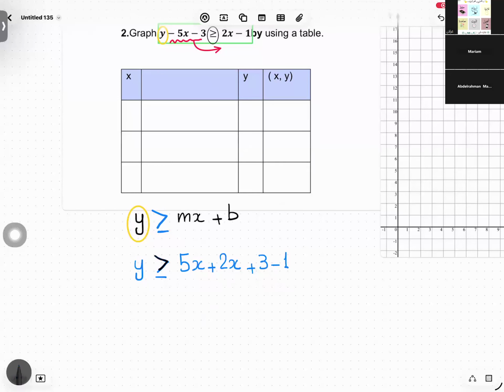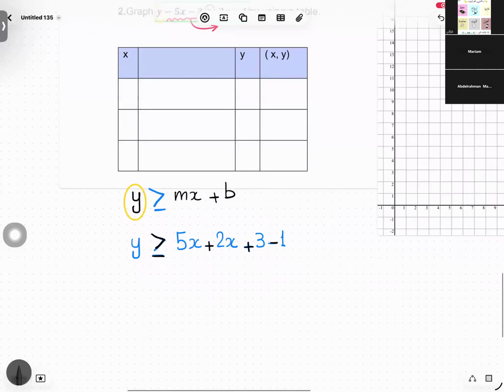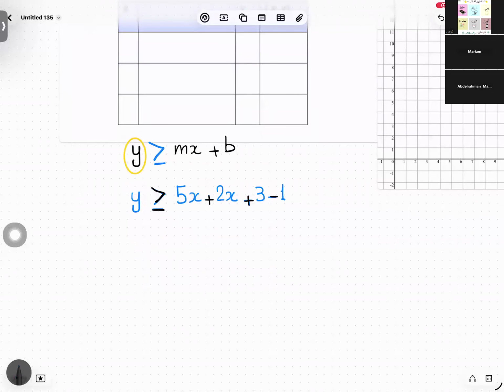Now tell me the next step. What do you think we have to do now? You add the variables together, 5x and 2x. Bravo. We need to combine. Excellent, Mariam, mashallah.